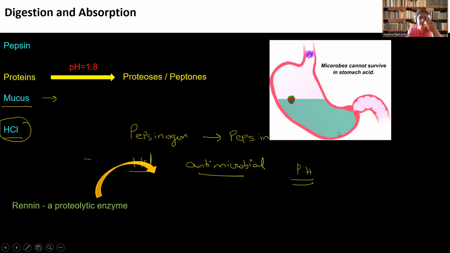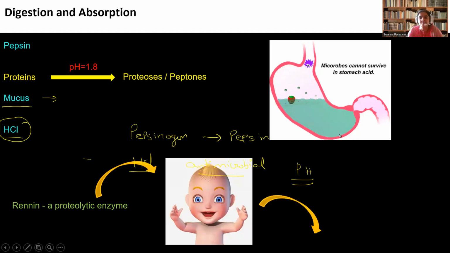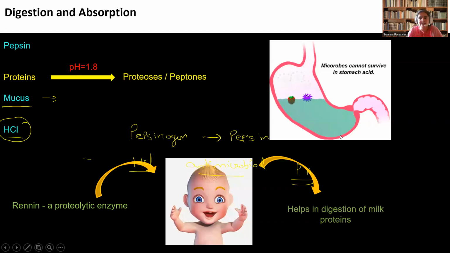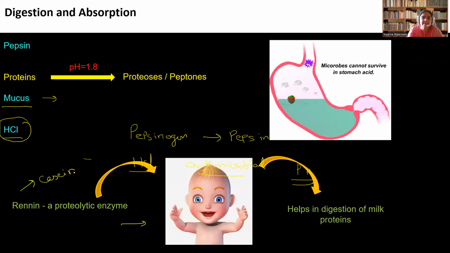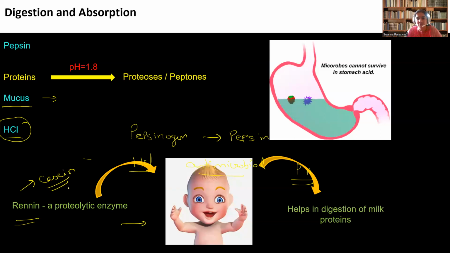pepsin. And there is also another proteolytic enzyme which is called renin. So this renin is also a proteolytic enzyme, but it is present only in infants. Renin is mainly necessary for the digestion of milk protein, which is called casein. It is also present in some herbivorous animals which eat grass. Here renin is also activated, and it will be acting on the milk proteins.